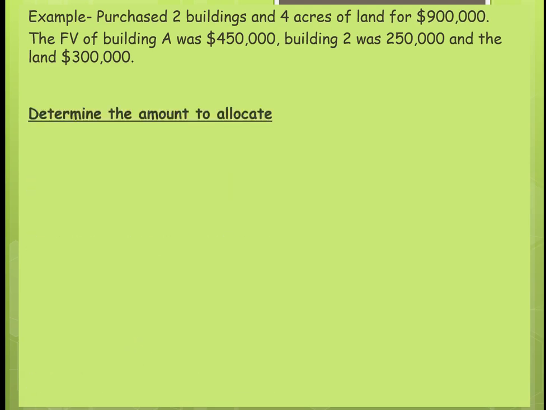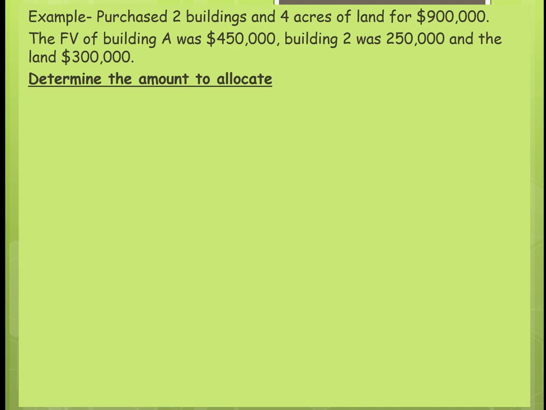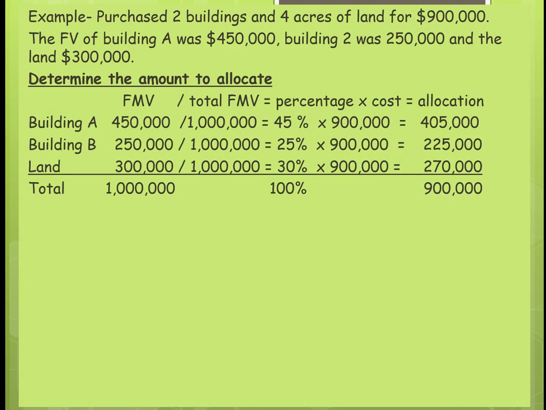Now we're going to determine the amount to be allocated. This is the kind of schedule you do. You would take the fair market value and you divide by the total fair market value, which gives you a percentage. You're going to take that percentage and make sure it equals 100%. You're going to take that percentage of each of the different items times the amount that was paid, the $900,000, which tells you, for example, for building A, of the $900,000, we're going to allocate $405,000 for building A.